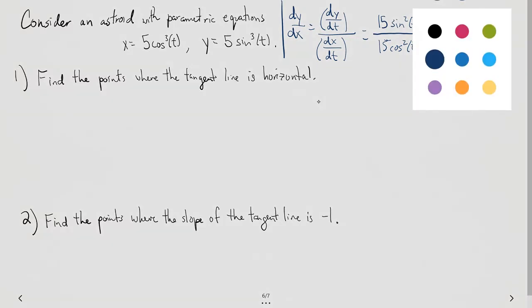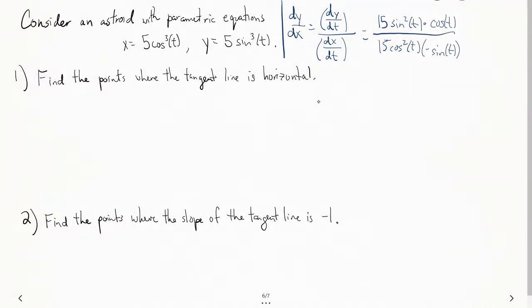Okay, so now we can cross some things off. The cosine t will cross off with that square, the sine t will cross off with that square, and the 15s will cancel. We're left with sine over cosine and a negative symbol there. So this is equal to negative tangent t. Well, that's convenient, because now we find the points where the tangent is horizontal. So first, we need to set dy/dx equal to 0, but remember that it is equal to negative tangent t. So when does that equal 0?